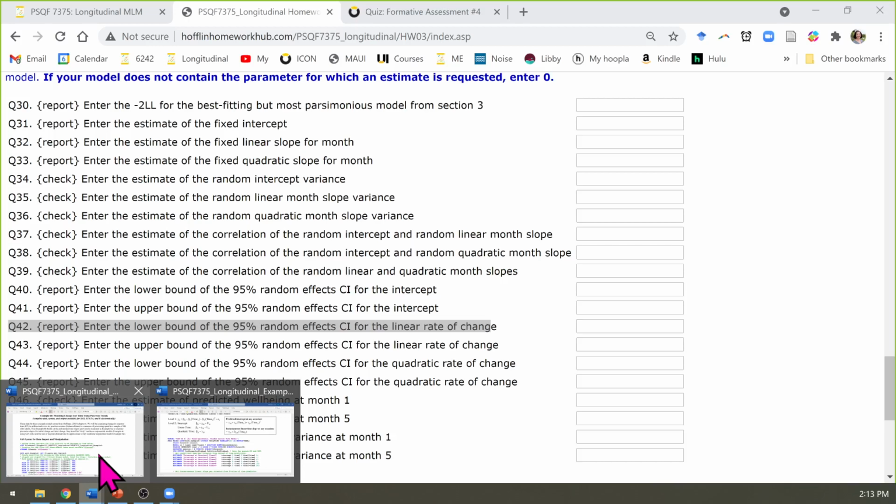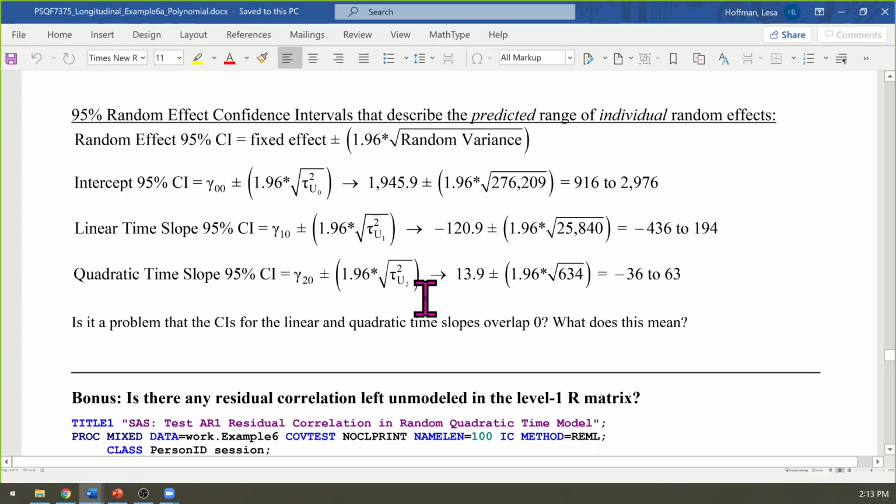Rather than me telling it, I'll put it up. That. This is page, what page am I on? Can't tell. 14, it looks like.